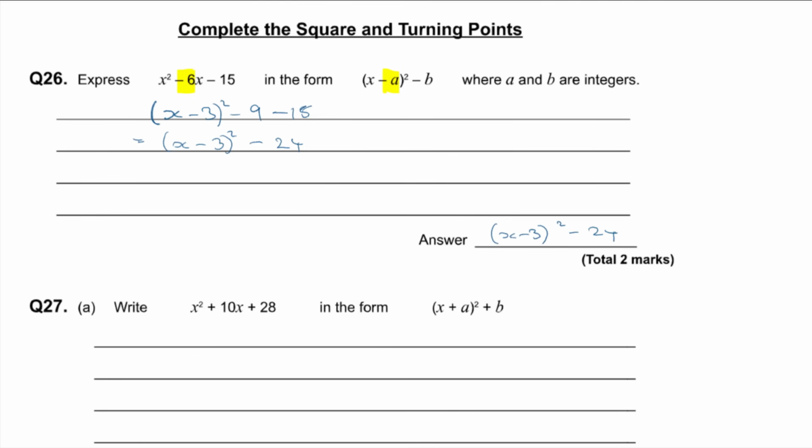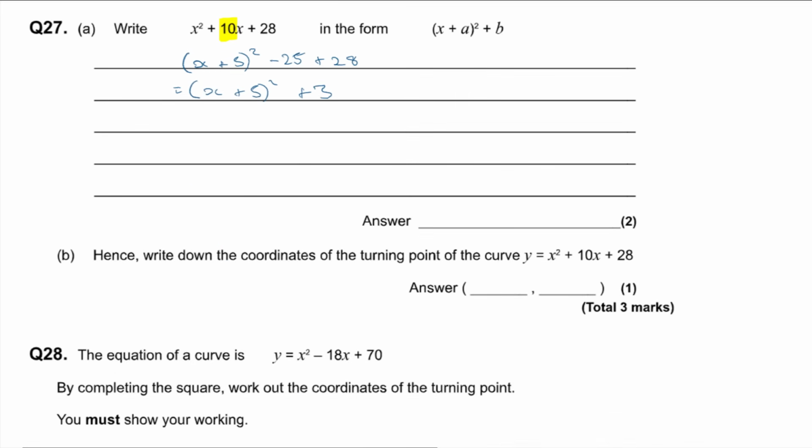Part 27a, write x squared plus 10x plus 28 in the form x plus a all squared plus b, so in complete square form. Again, I'm going to take this coefficient of x, going to halve it. That's the thing that goes in the bracket. x plus 5 all squared. I'm going to take off a square of 5, minus 25, and I'm going to add on the 28 I already had. Okay, so just tidying up that bit at the end, I'm going to get x plus 5 all squared plus 3. Okay, so I suppose a bit right on the answer line.